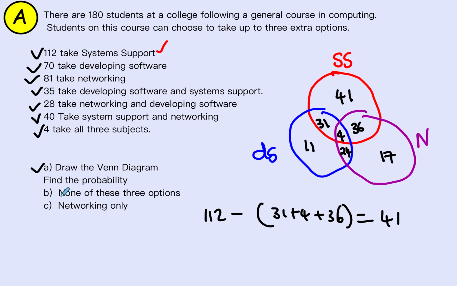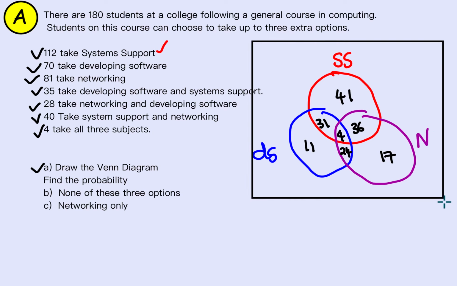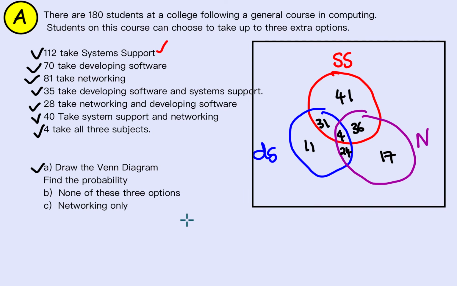Right, so now we have done this section. We've drawn our Venn diagram, but let's just quickly check. A Venn diagram must always contain a rectangle, and the rectangle represents all those that have not taken up any of the subjects. So let's complete this Venn diagram with a rectangle. Now, how do you check? And it's in one of these questions over here.